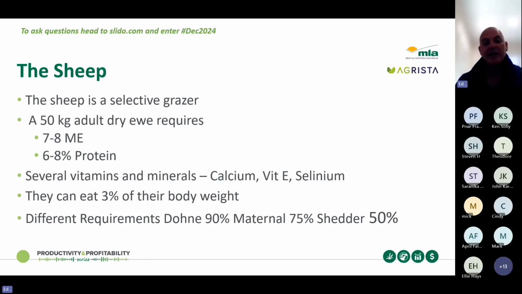So sheep can eat 3% of their body weight if everything's going well, so they've got enough appropriate protein and energy for their requirements. But also, I think that's a really good point, in that if they're faced with not enough protein, then they might be able to eat 3%, but they just won't be able to do it, because the reduction in protein reduces the amount they're able to eat. So that might go down to 2% or 1.5% if those protein levels are really low in the paddocks.